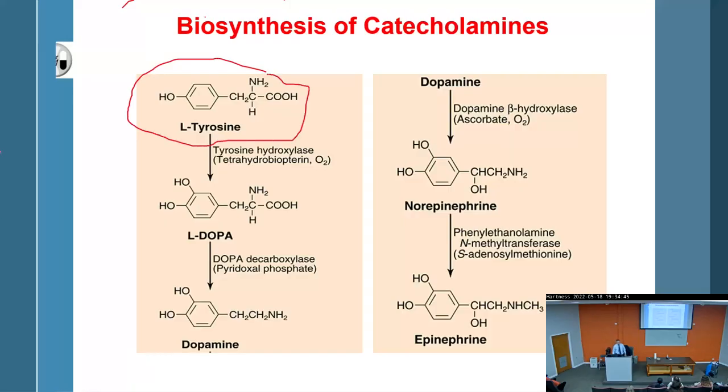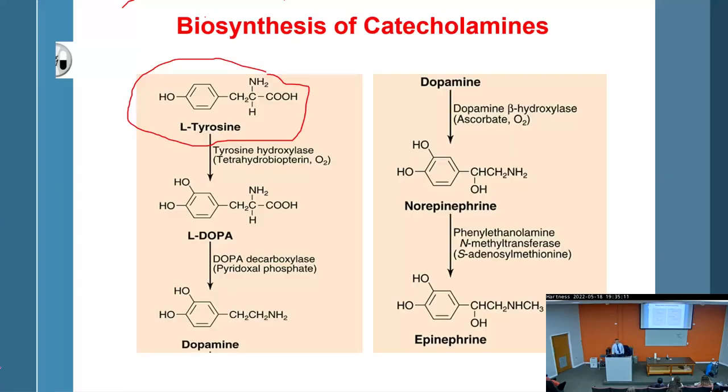Okay, that's the starting point of the synthesis of catecholamines. Then we have a series of reactions with different enzymes catalyzing those steps. They produce some compound, and that compound becomes the substrate for another enzyme, and then that becomes the substrate for another enzyme, etc. It's a cascade of enzymatic events, right?